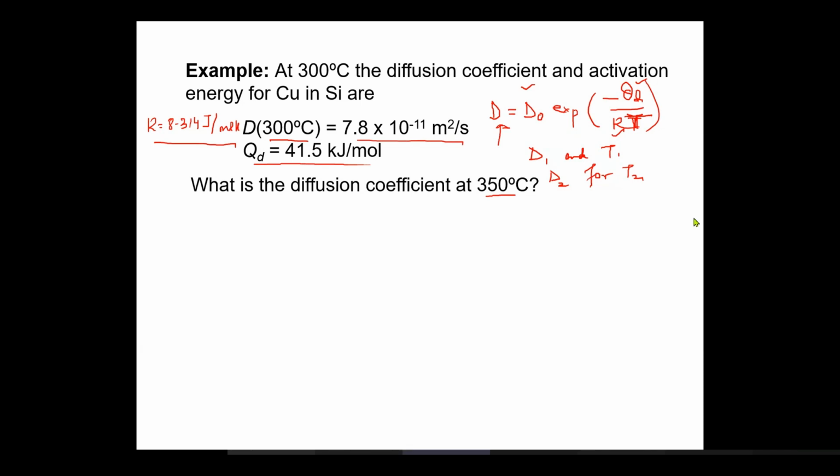Sir, 15.7 into 10 raised to the power minus 11. One answer I've got is 15.7 into 10 raised to the power minus 11 meter square per second. Right, this is one answer. Anybody else who is in the process of solving? Yes, sir. All right, find it out and let me know the value.